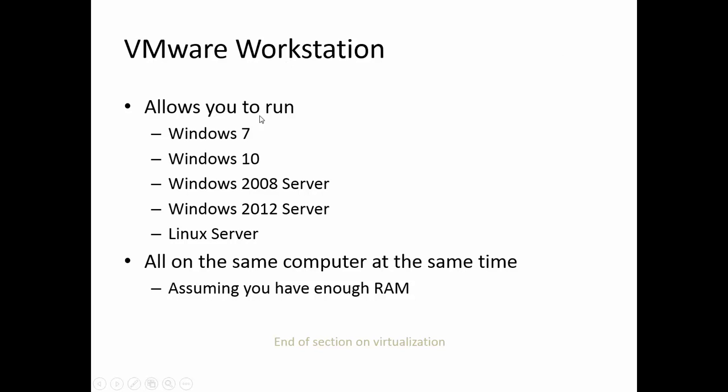VMware Workstation allows you to run Windows 7 and Windows 10 and 2008 Server and 2012 Server and Linux Server all on the same computer at the same time, assuming, of course, that you have enough RAM. VMware Workstation is usually just used when we are testing these products. A regular user would not use VMware Workstation. And this concludes our section on virtualization.